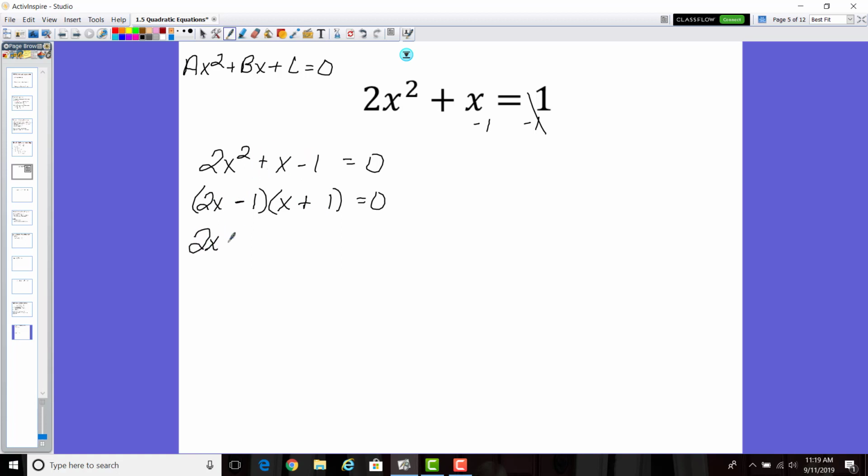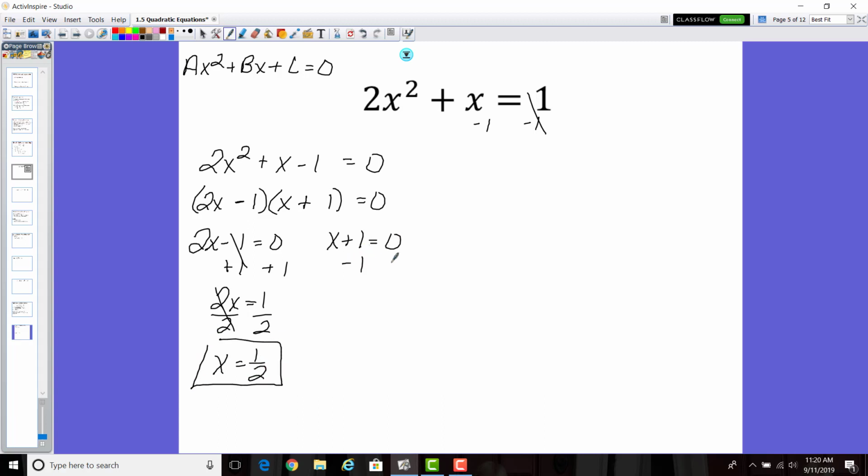So we're going to set those two factors equal to 0 and solve for x. Again, these are now linear factors, so I can use my inverse operations. So x will equal 1/2 from this factor. Over here I can subtract 1, and x can equal -1.